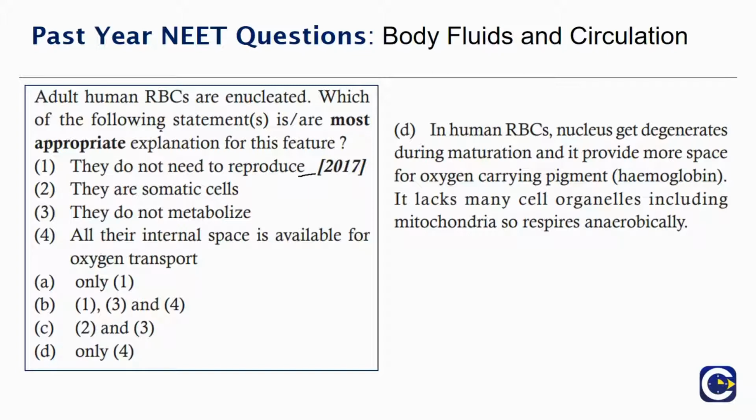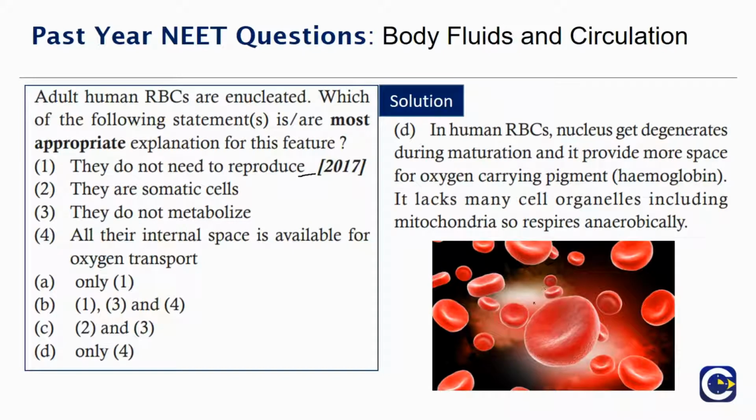But the fourth option, all the internal space is available for oxygen transport. Yes, let's look at the structure of RBC. So this is the RBC. There's a small depression here. When we look from the side, it looks something like this. There's a depression on both sides. Since there is no nucleus inside the cell, this looks something like a dumbbell.